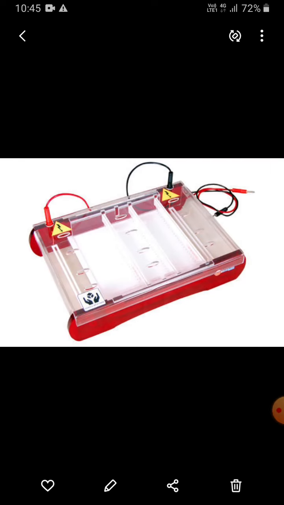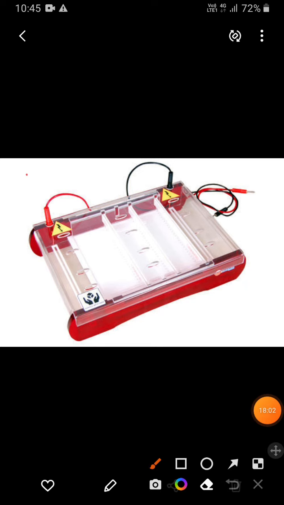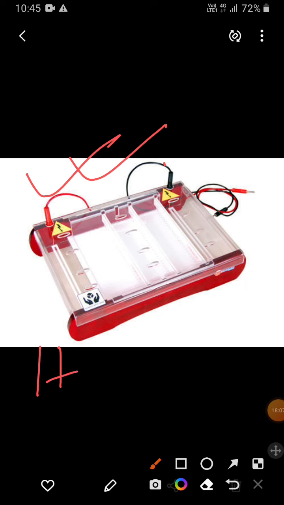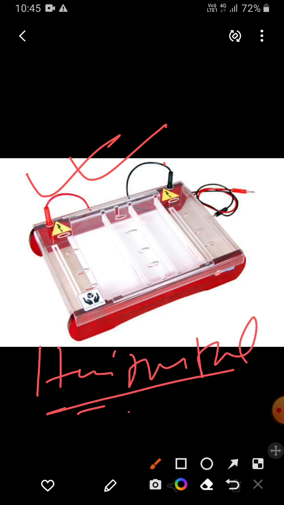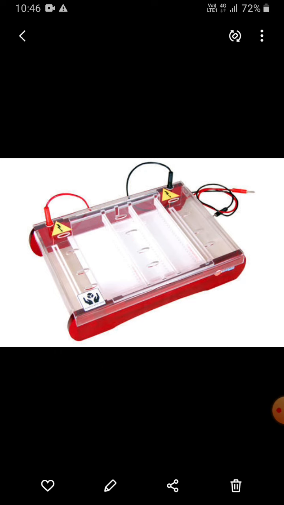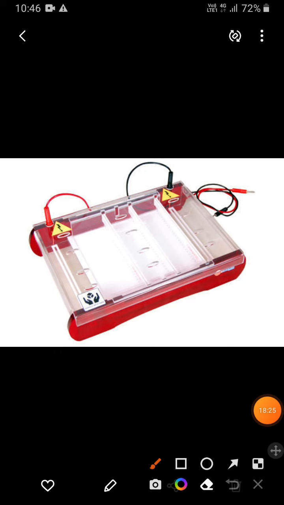Now, gel electrophoresis on the basis of the casting gel tray. There are two types. One is the horizontal gel tray, and this horizontal gel electrophoresis is often called submarine gel electrophoresis. This is important for MCQ purposes, because here the gel is totally submerged in the buffer.